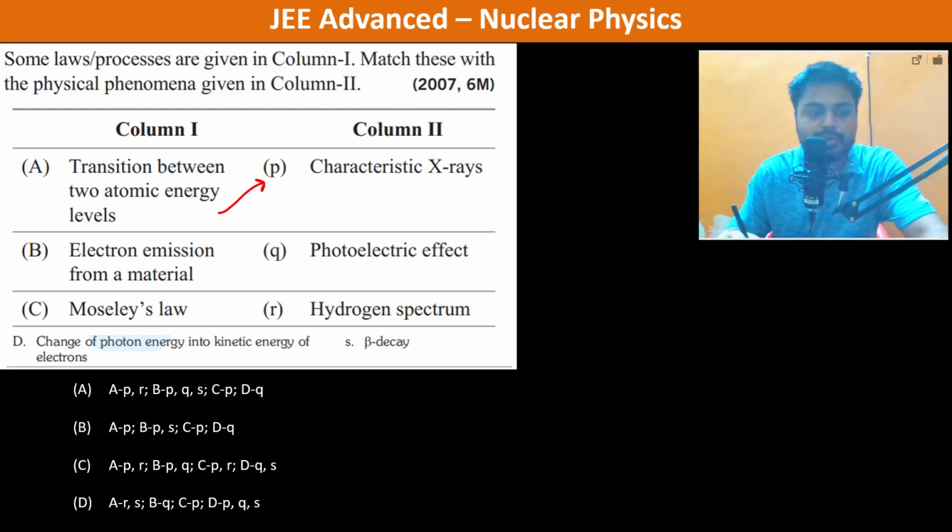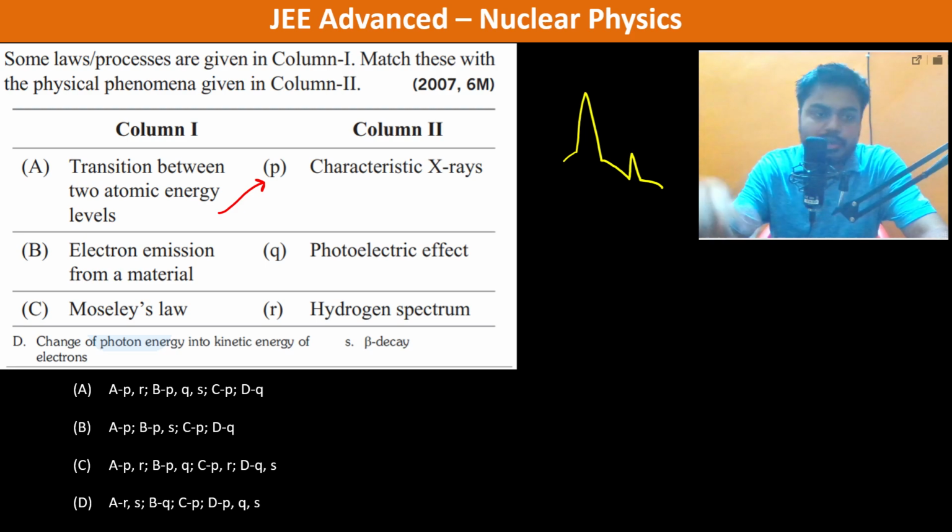Okay, if you remember, what is the characteristic X-rays? Basically, these are the peaks, okay, which happens in the X-rays. So these peaks correspond to the transition between electrons of two different orbits.